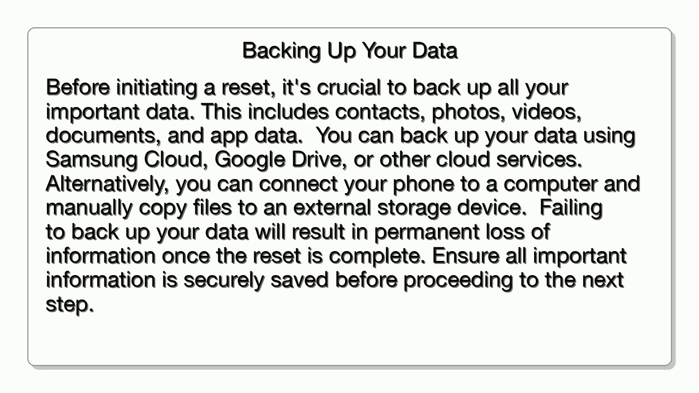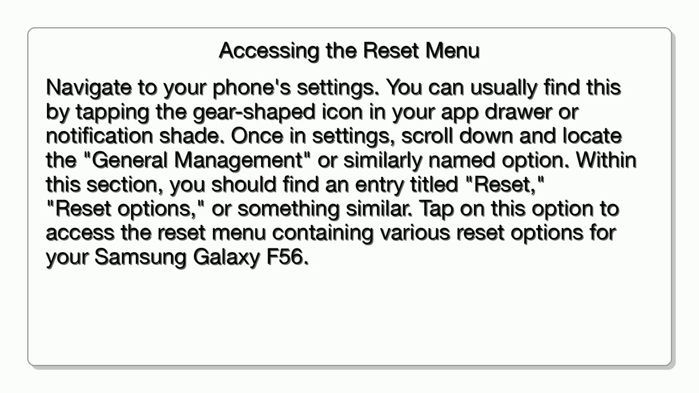You can back up your data using Samsung Cloud, Google Drive, or other cloud services. Alternatively, you can connect your phone to a computer and manually copy files to an external storage device. Failing to back up your data will result in permanent loss of information. Once the backup is complete, ensure all important information is securely saved before proceeding to the next step.